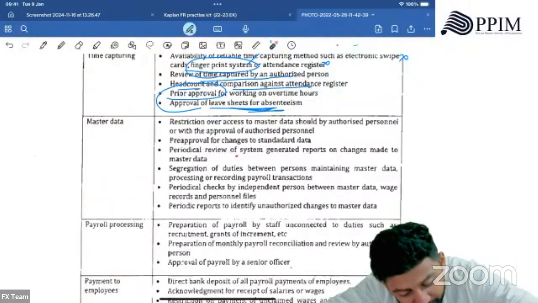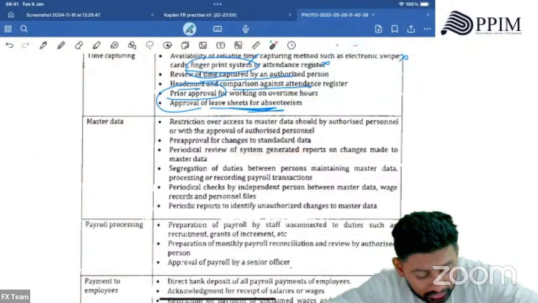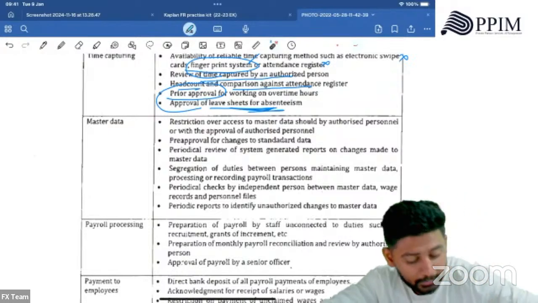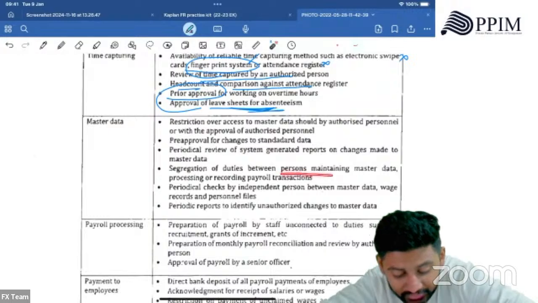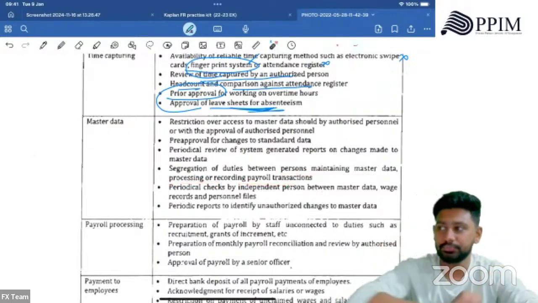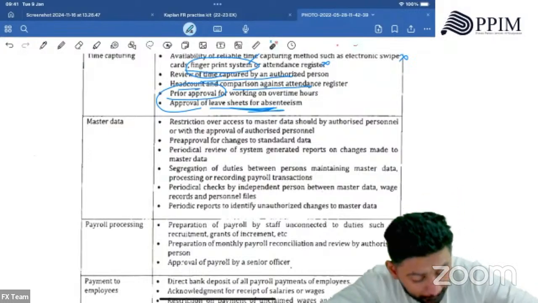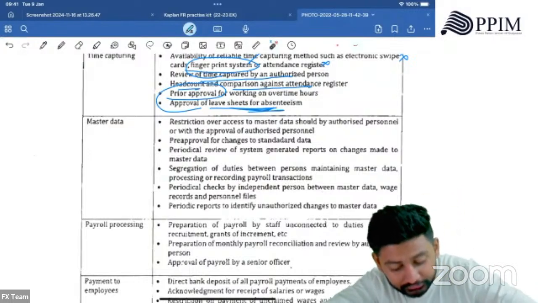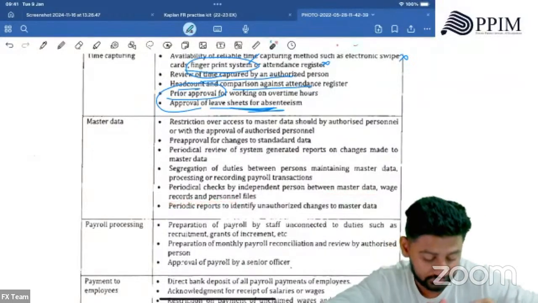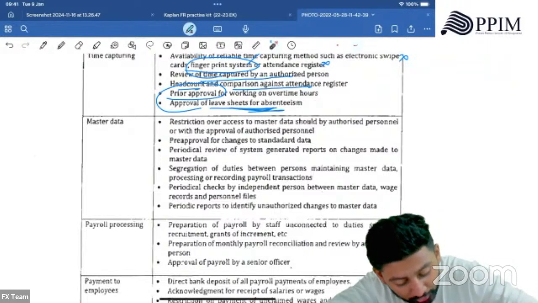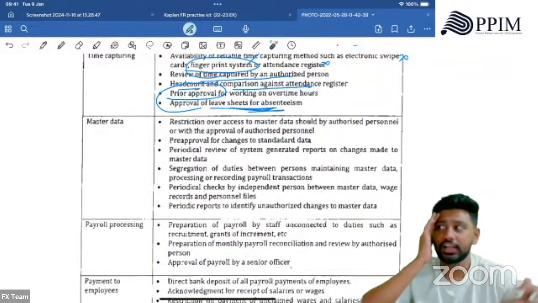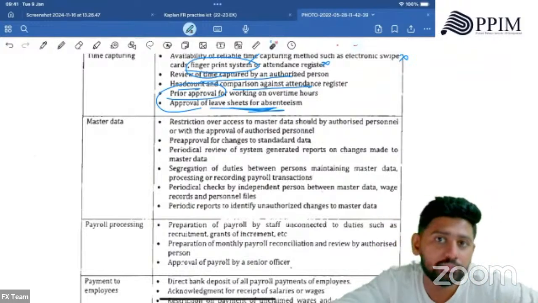Periodical review of system-generated reports on changes made to master data to see if the master data and the system-generated report are being reflected or not. Segregation of duties between persons maintaining master data, processing or recording the payroll transaction. There has to be segregation. Periodical checks by independent person between master data, wage records, and personal files. Periodic reports to identify unauthorized changes to master data. If there are any unauthorized changes, there has to be reports which show that there are changes to master data.